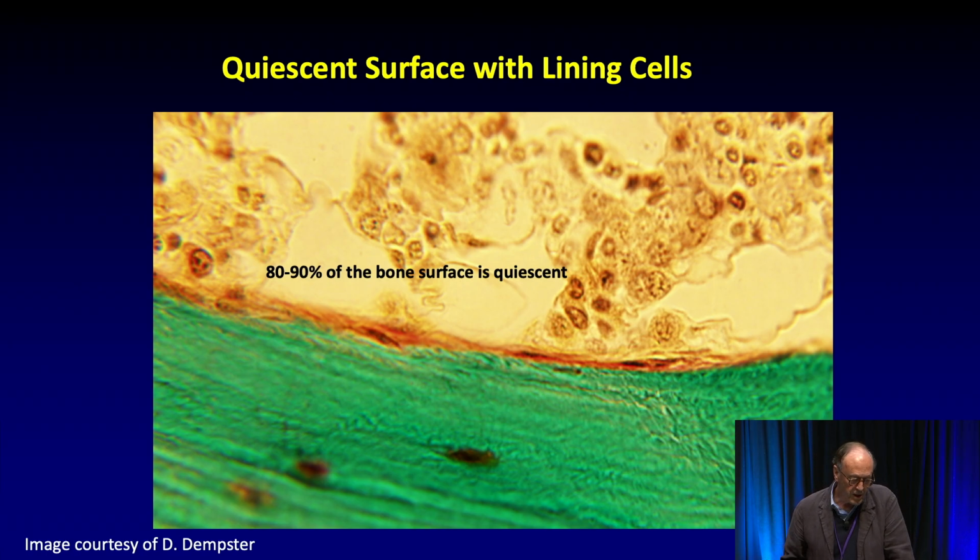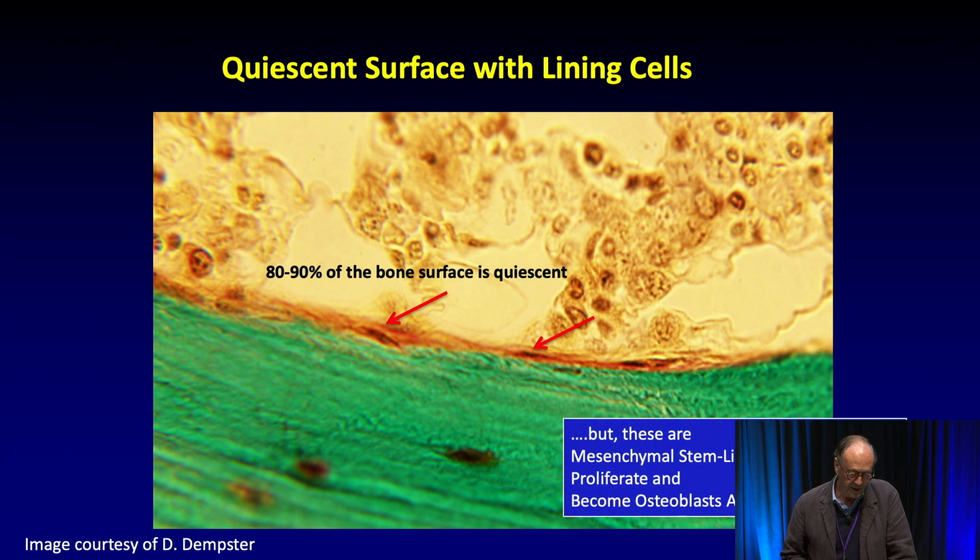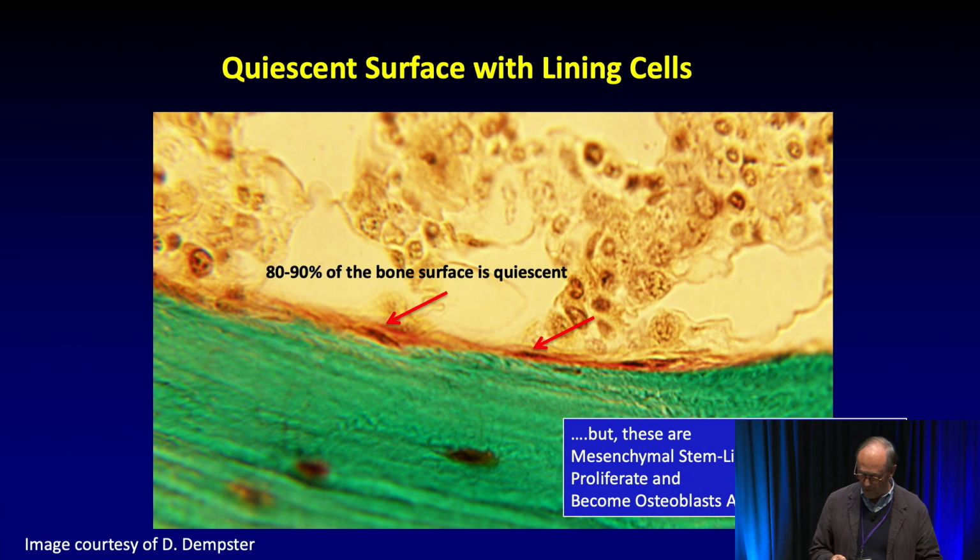So these quiescent surfaces, however, can be activated, and in the last 5 years it's been shown that these not very interesting looking cells are actually mesenchymal stem cells that can be activated under the right conditions to form bone, this time directly. And when I say directly, that means independent of the fact that you need a resorption phase before.